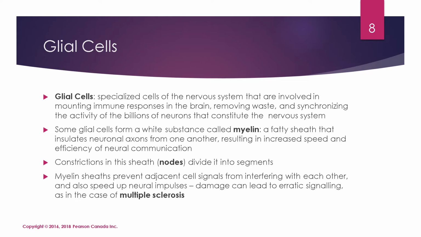So myelin sheaths prevent adjacent cell signals from interfering with each other and also speed up the neural impulses in general. So it makes the communication run a lot more smoothly. Unfortunately, damage then to our myelin sheath can lead to erratic signaling, as is seen in the case of multiple sclerosis. So you've probably heard of multiple sclerosis. It's a disease in which the immune system does not recognize the myelin and attacks it, and it unfortunately devastates the structural and functional integrity of the neurons and causes a lot of issues with functioning.